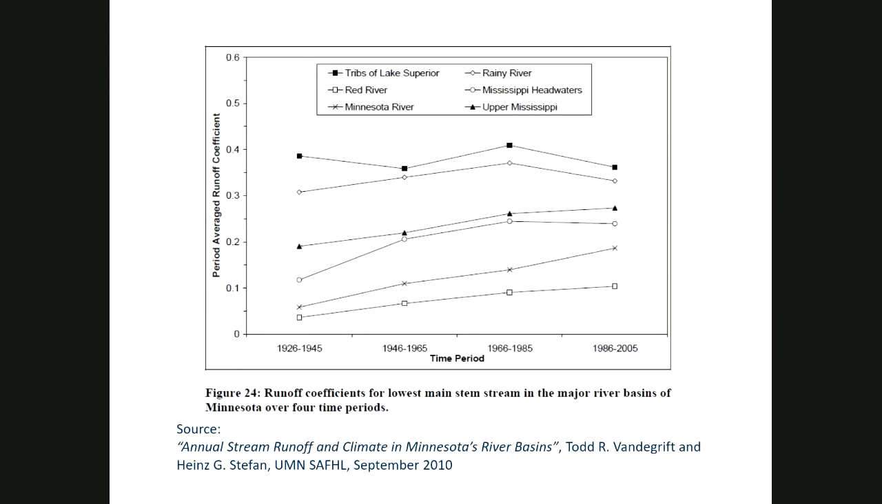And then this is a graph from another study done in Minnesota, but it's the runoff coefficients for different time periods in our river basins. This is the Red basin here, the lower line. We have seen a steady increase in runoff coefficients. The runoff per unit precip has steadily increased in the Red basin, which is consistent with the study I presented earlier.